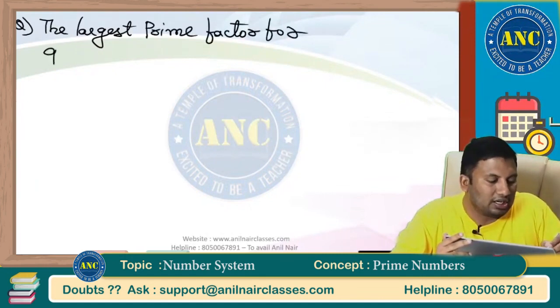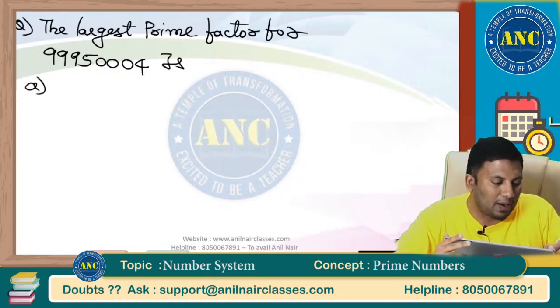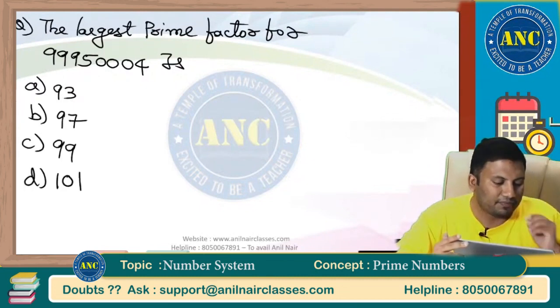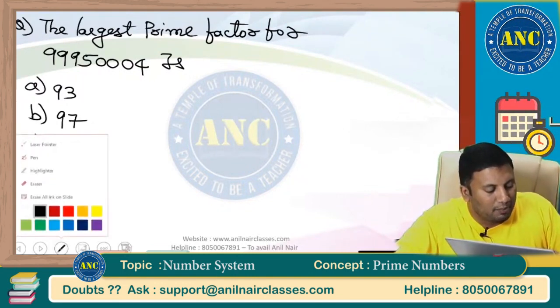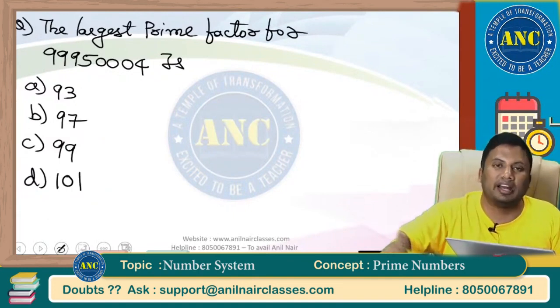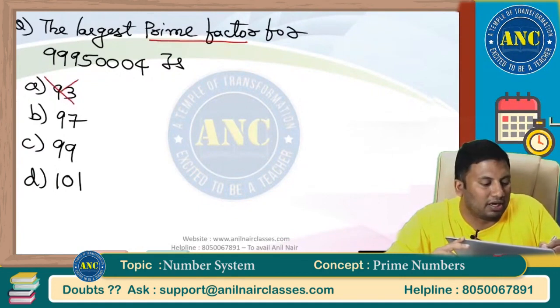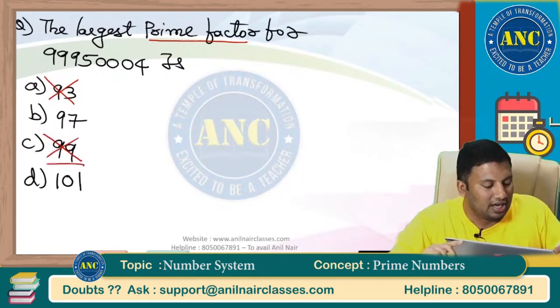The question is 9995004. The largest prime factor. Options are typical CAT level questions, sir: 93, 97, 99 and 101. By knowing the divisibility rule for 101, the process becomes easier. The factor should be a prime number. 93 is a multiple of 3. 99 is a multiple of 3.